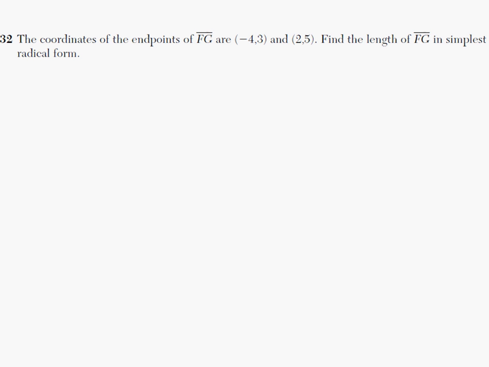In this video, we are going to go over problem 32 from the August 2012 geometry Regents. The coordinates of the endpoints of FG are (-4, 3) and (2, 5). Find the length of FG in simplest radical form.